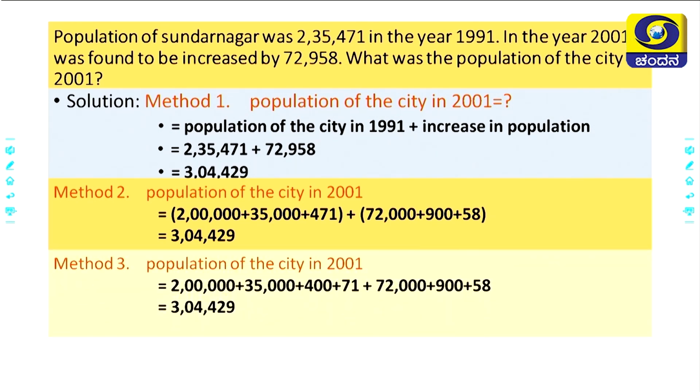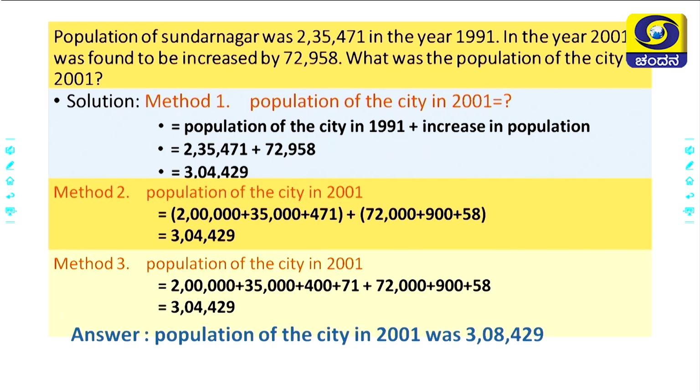Some can do like this also. So, here the numbers are written in expanded form and added together. Finally, we get the same answer, that is 3,08,429. So, population of the city in 2001 was 3,08,429. All the methods are the same. You can use any method, the answer will be the same.